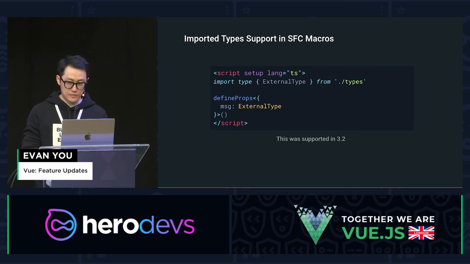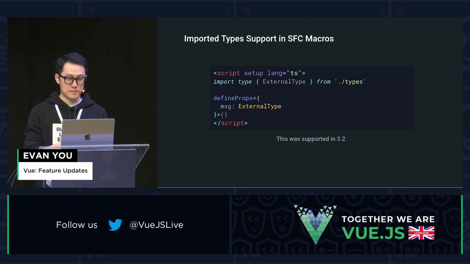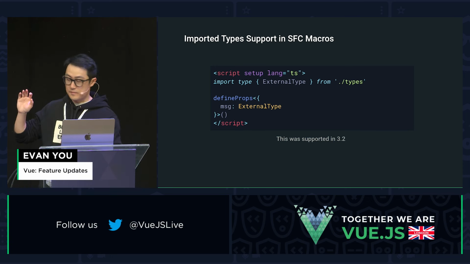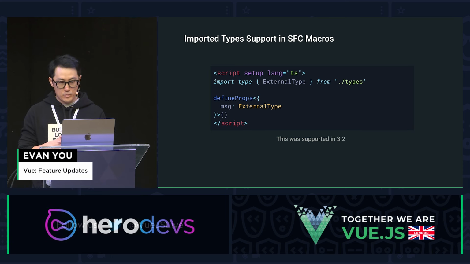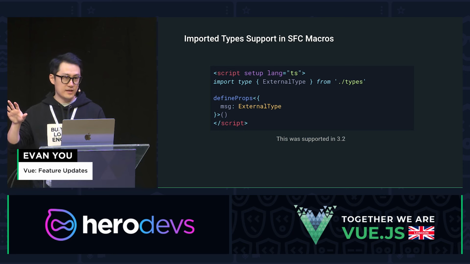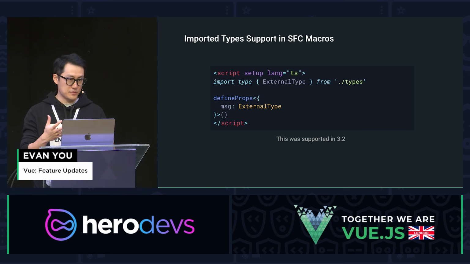So probably one of the most wanted features since 3.2, since the introduction of script setup, is the ability to use imported types when defining props. Now, this example here actually worked in 3.2. When you import a type from another file and use it in define props with the type declaration syntax.